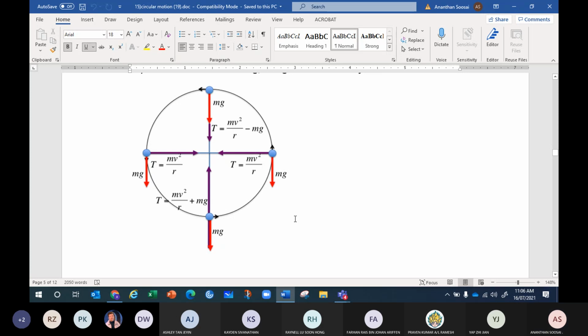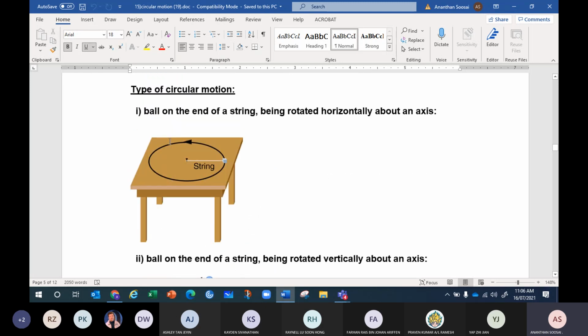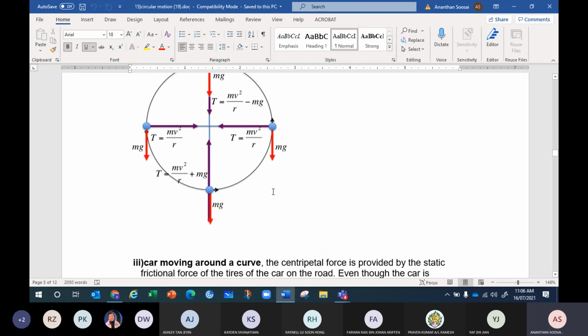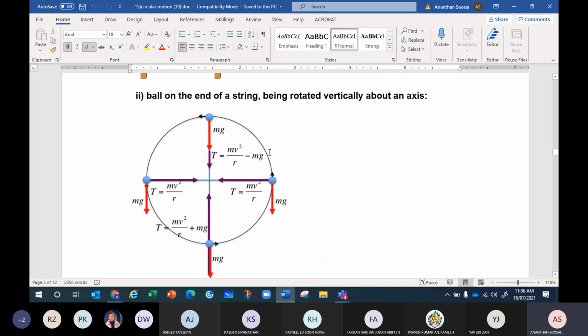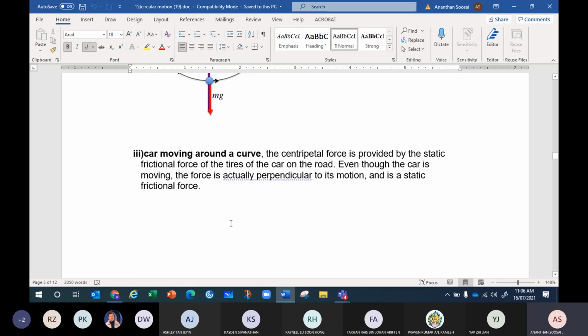Okay, now after this, the other systems are going to be a little easier than what we have learned so far. In the first body, the tension contributes to the centripetal force. For the second system, the tension and weight contribute to the centripetal force. Now we go to the third example. The third example is a car moving around a curve.